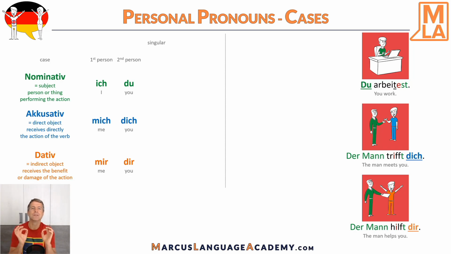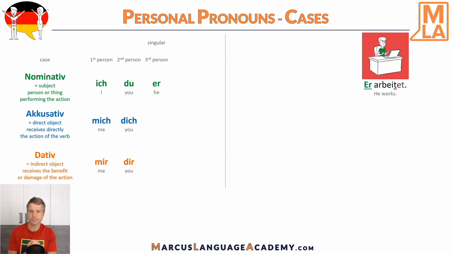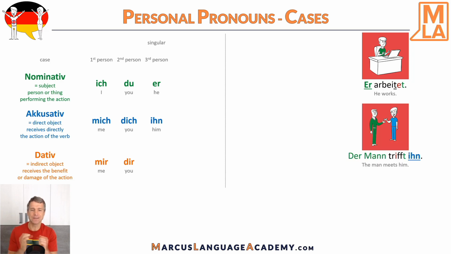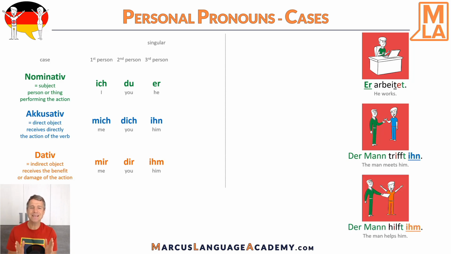Now let's see the third person, and here we use 3 different genders. He in nominative is er. Er arbeitet. He works. The accusative changes to ihn. Der Mann trifft ihn. The man meets him. And the dative is ihm again. Der Mann hilft ihm. The man helps him.